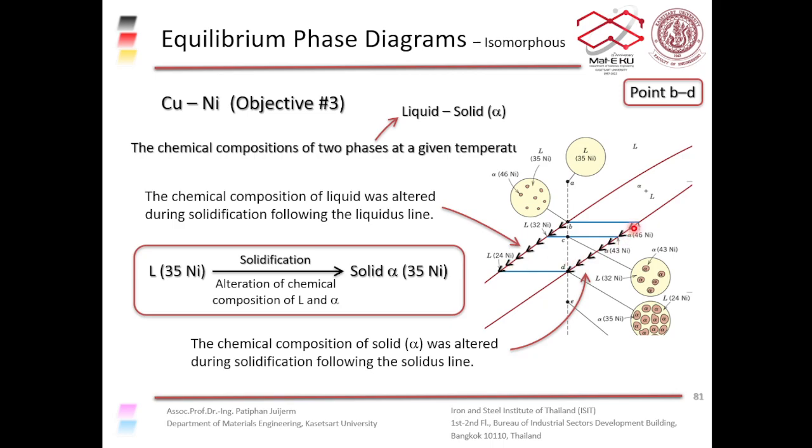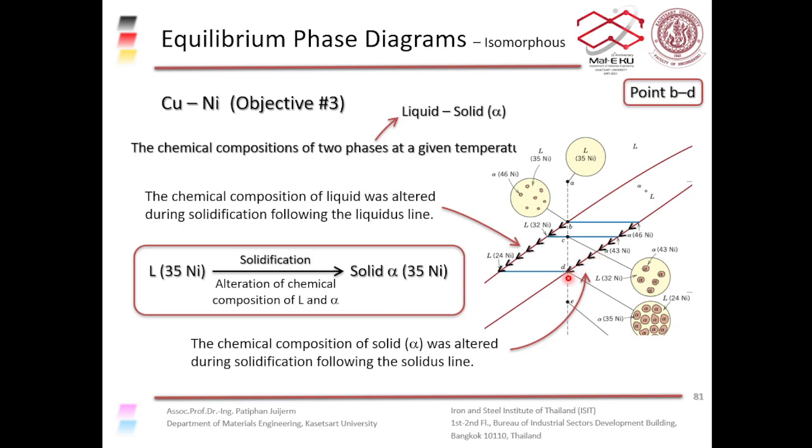And the composition of the solid phase also follows the solidus line in the same fashion, right? So you start off with the solid phase having about 46% nickel, and then the composition of the solid phase changes along the solidus until you get to 35% nickel, right?